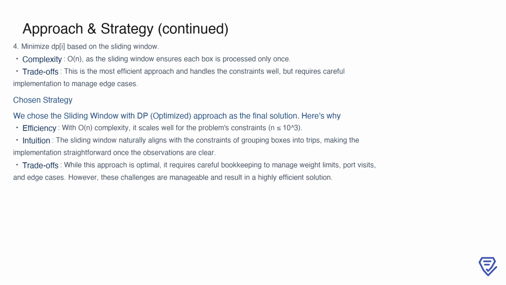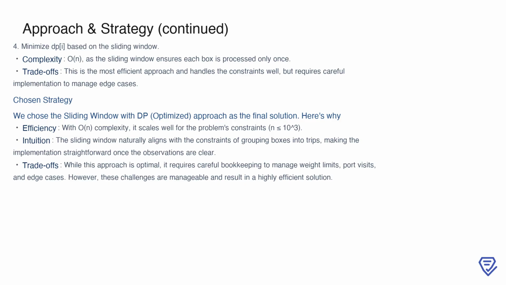With the sliding window approach, we define DP[i] in the same way as before, representing the minimum number of trips for the first i boxes. However, instead of recalculating values for each grouping, we incrementally update the running totals for weight, box count, and port visits as the window expands or contracts. This allows us to process each box only once, significantly reducing the computation time. The minimization of DP[i] is achieved directly through these incremental updates, and the sliding window ensures that all constraints are respected. The result is a time complexity of n, making this the most efficient solution for the problem.